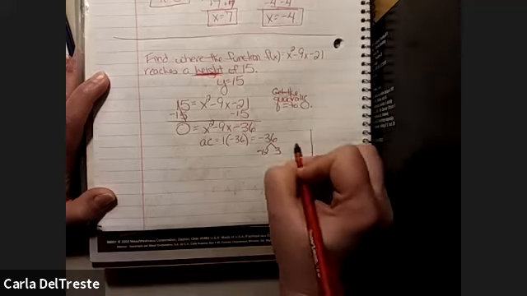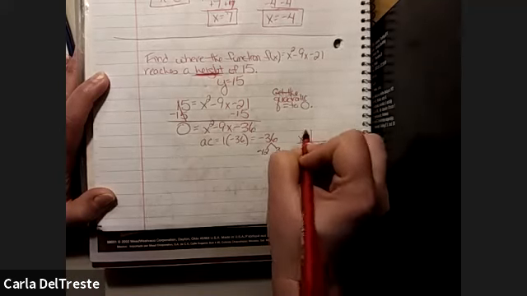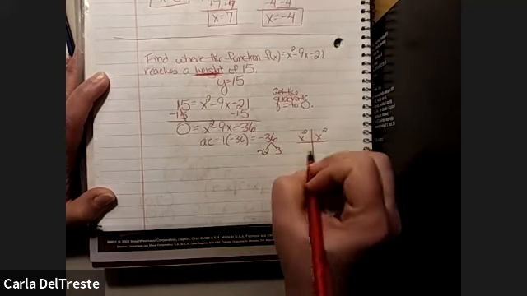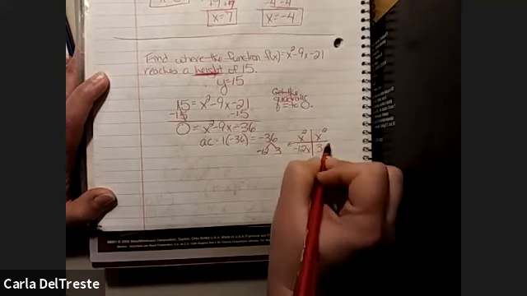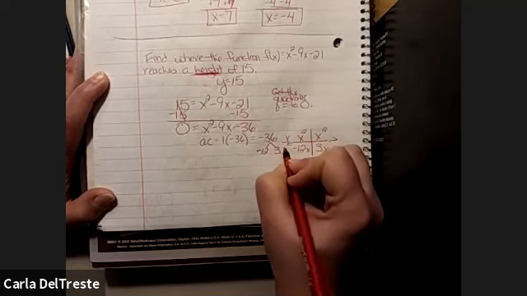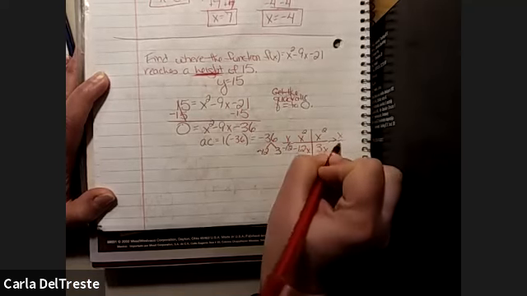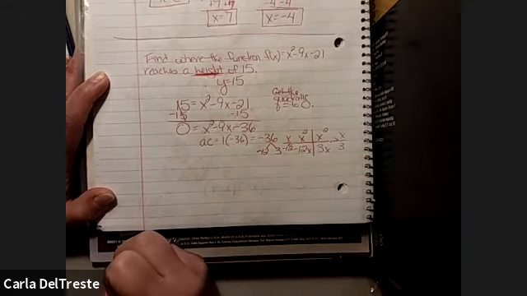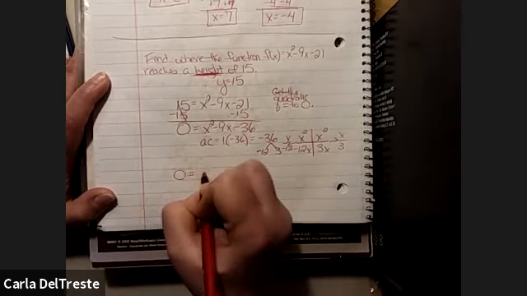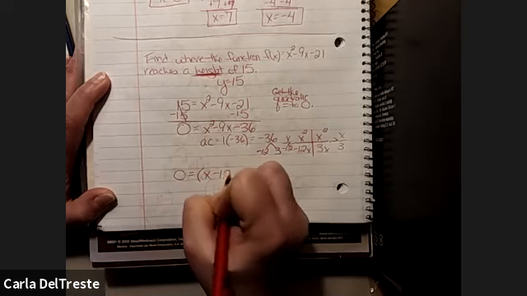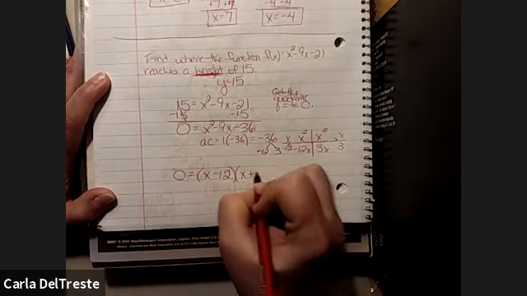I make my t-chart. Leading term goes on the top. These two numbers paired with x go on the bottom. I simplify. And those become my two new binomials. So this will be 0 equals x minus 12 times x plus 3.